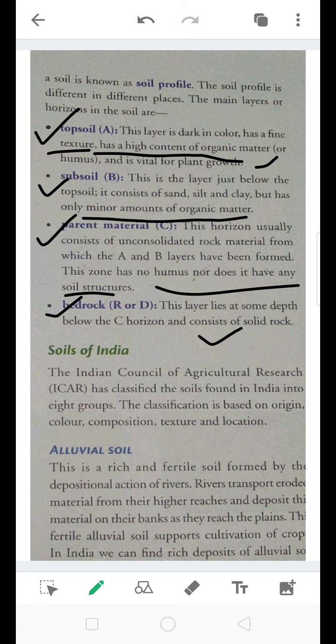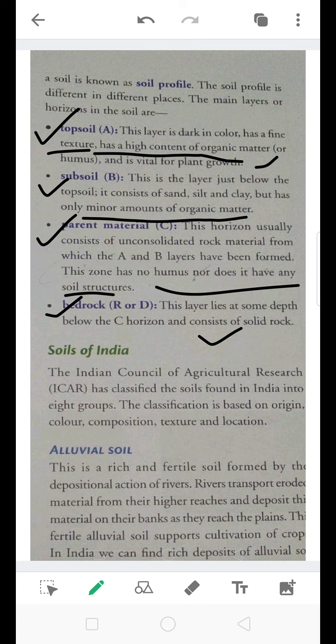Whatever we see with our eyes, we know that it is soil. Fertility of the soil is there to grow the crop. But actually, fertility of the soil depends on the horizon of the soil. So there are four layers into which the soil horizon is divided. The first is the topsoil, the A layer, which is dark in color and is vital for growth, meaning very important. Then subsoil, which consists of silt, sand and clay. Then parent material, which is the bigger one and consists of big rocks and material. And bedrock, which lies at some depth below and consists of solid rock.